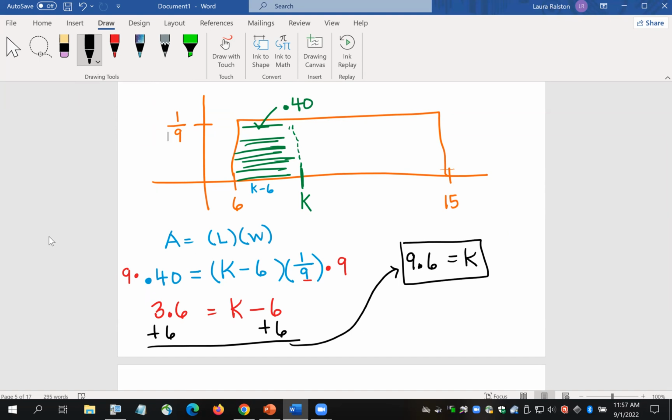So 40% of the time, it takes students at most 9.6 minutes. Okay, so the 40th percentile is 9.6 minutes. 40% of the time, it takes students at most, or less than, 9.6 minutes to take the test. Questions?